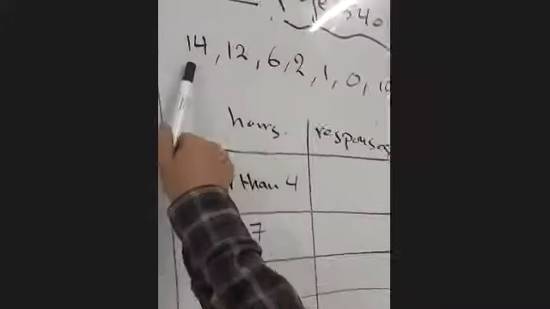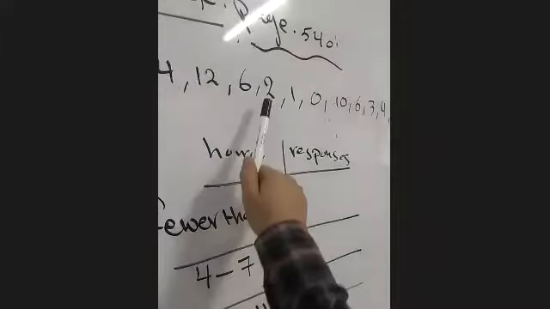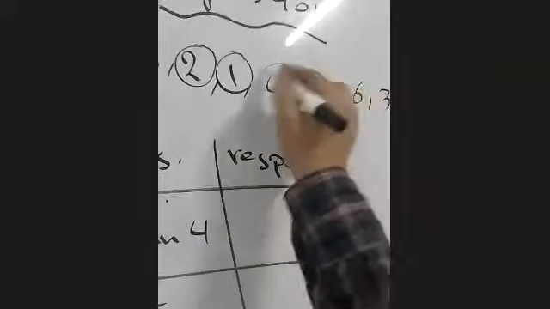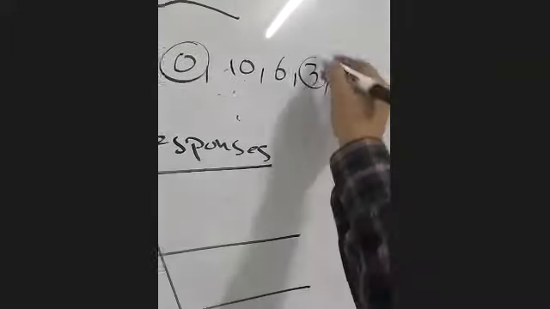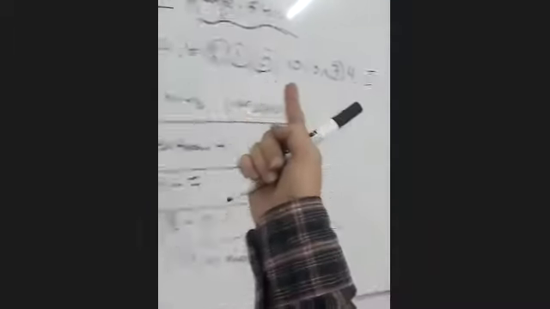This one, do we take it? No. This one? No. I want fewer than 4. This one? Yes, 1. Here? Yes, 2, 3, 4. This one? No. I want fewer than 4. I won't take 4. So how many responses do we have fewer than 4? 4 responses.